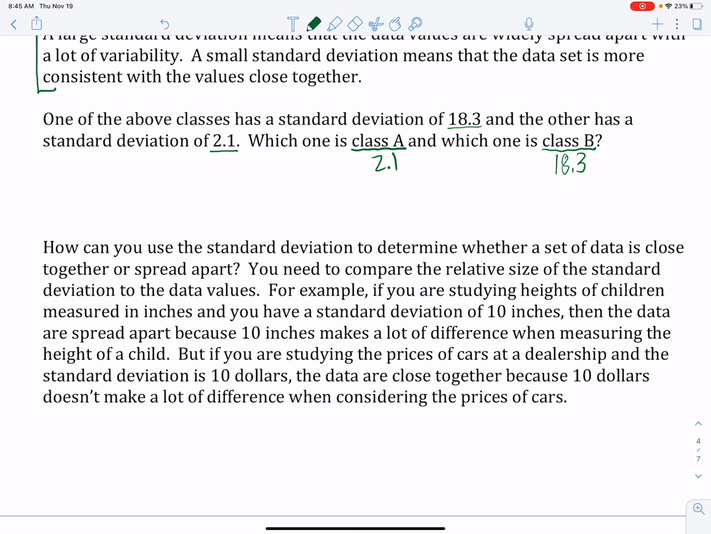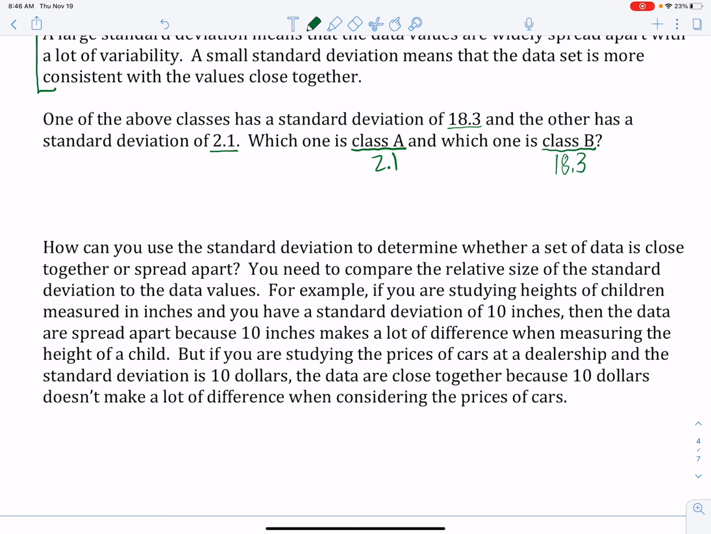If you're talking about, say, temperatures of patients in a doctor's office, and there's a standard deviation of 5.3 degrees, 5.3 degrees makes a huge difference. So those would be very widely spread apart. But if you're talking about, say, distances traveled on a cross-country road trip, and the standard deviation is 5.3 miles, on a cross-country road trip, 5.3 miles is practically nothing. So there, the distances would be very close together.